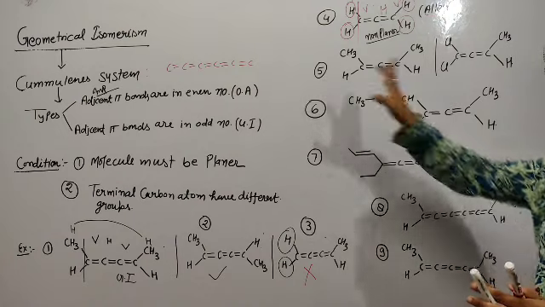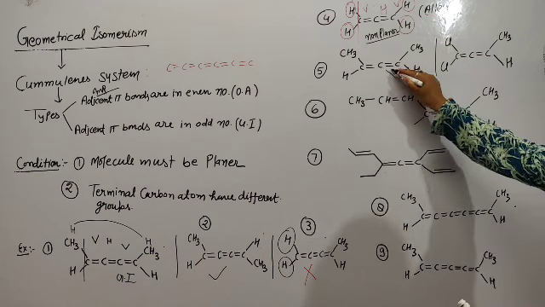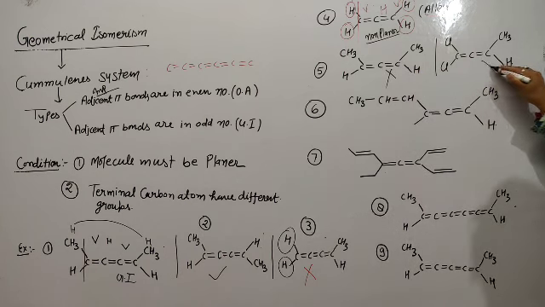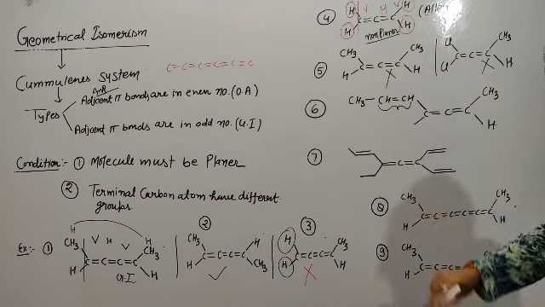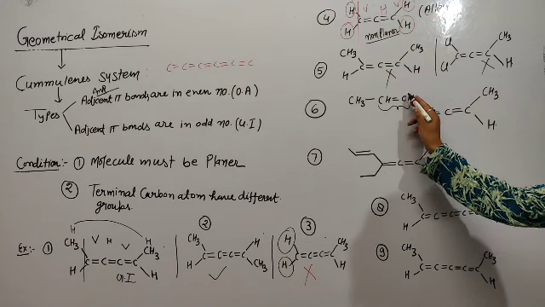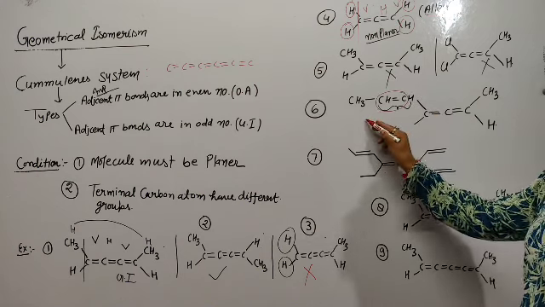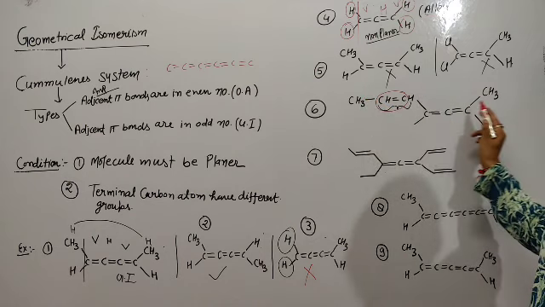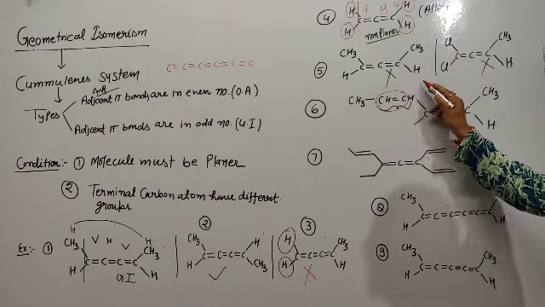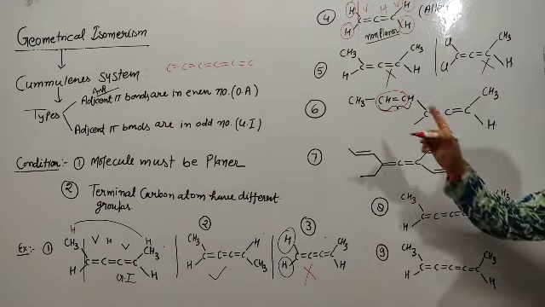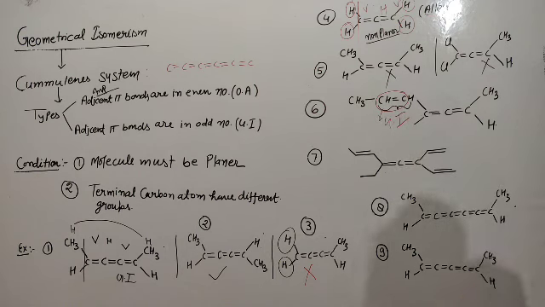Next problem, number 5. First of all, this is even, so it does not show geometrical isomerism. Now come here to this molecule. Between this C=C bond, student, you can check one hydrogen, one methyl; on the other carbon, one hydrogen and this complete group. So every carbon atom has different groups, so this forms a cumulene. Here the molecule shows geometrical isomerism.